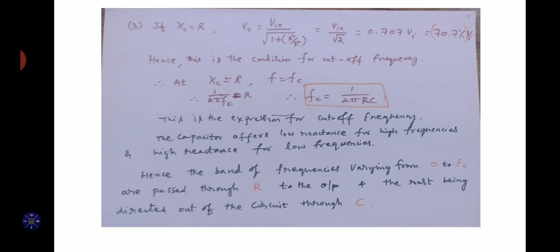Therefore, at Xc equal to R, F equal to Fc. From the graph also you can see that if Xc equal to R, F equal to Fc. Xc means 1 by 2 pi F into C. So Xc equal to 1 divided by 2 pi Fc into C, that is equal to R. Therefore, if you cross multiply, Fc is equal to 1 by 2 pi RC. So this is the expression for the cutoff frequency.